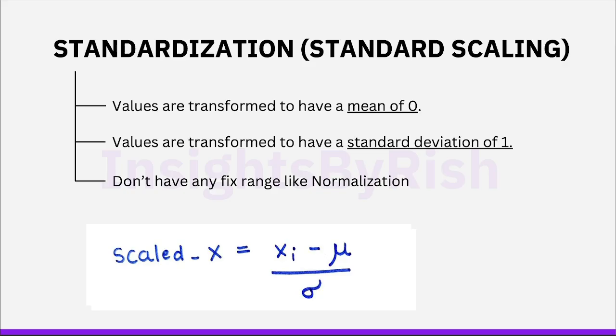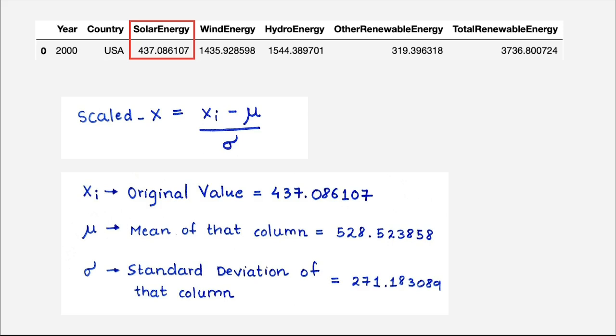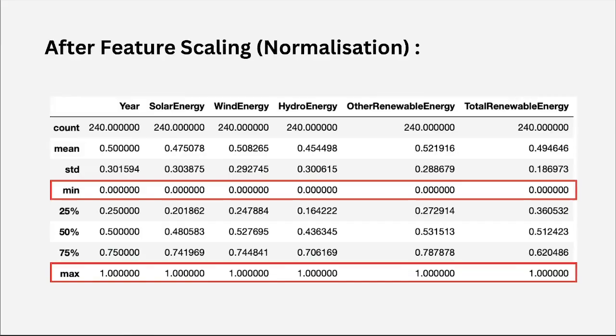Now this is the formula, and as you can see, we will again take an example of the first instance from the dataset for the value solar energy. In this formula, the xi is your original value of solar energy, which is 437.086 something. Then your mu, pronounced mu, is the mean of that column. I already showed you the mean of that column. Let me show you again.